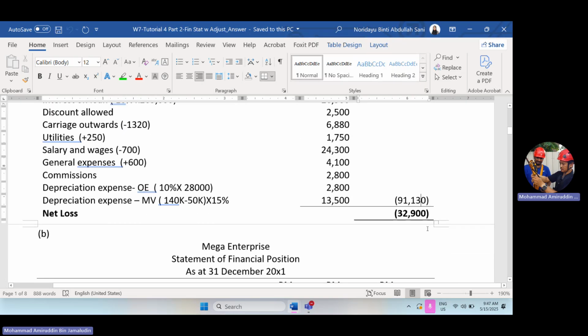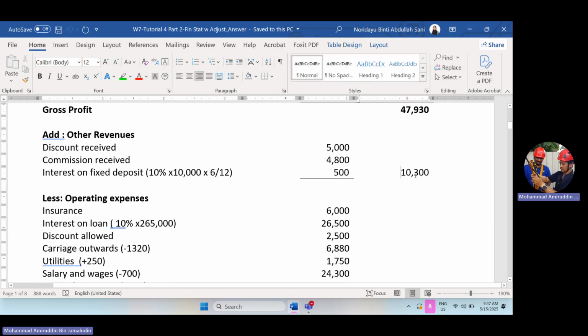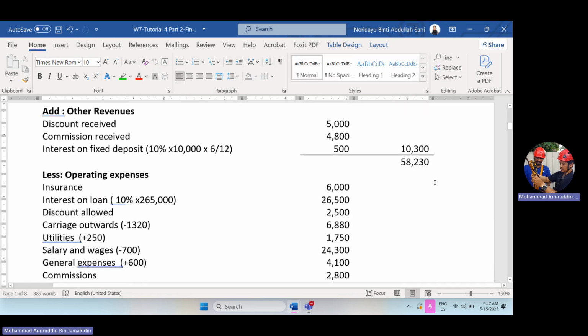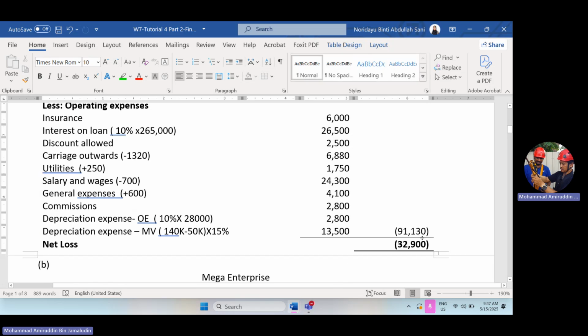In the question we have net loss, which is 47,930 plus 10,300. You want to have a total here also. Normally I do that. 58,230. Then I have one line here. So 58,230 minus 91,130, we have a negative. So please write net loss, and this one leave it negative. You put a positive value with a minus mark.